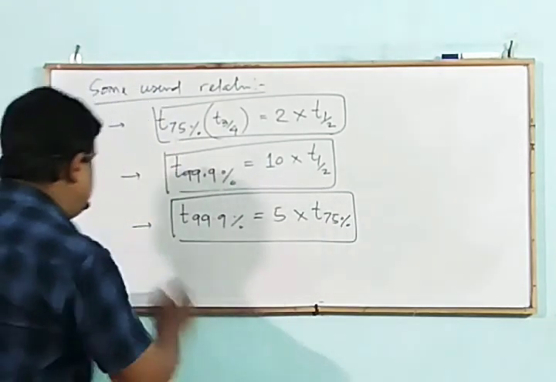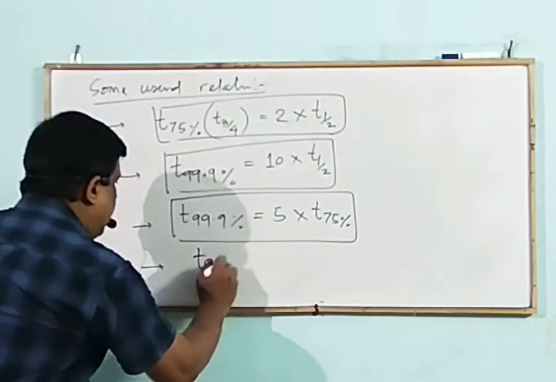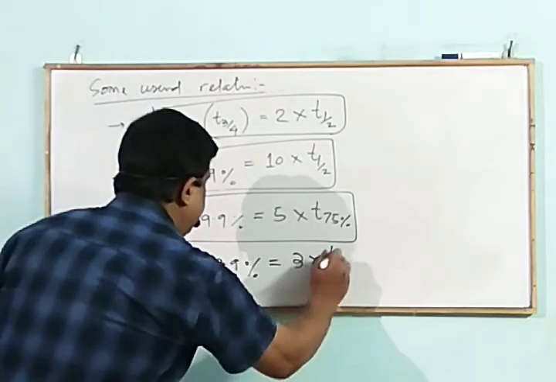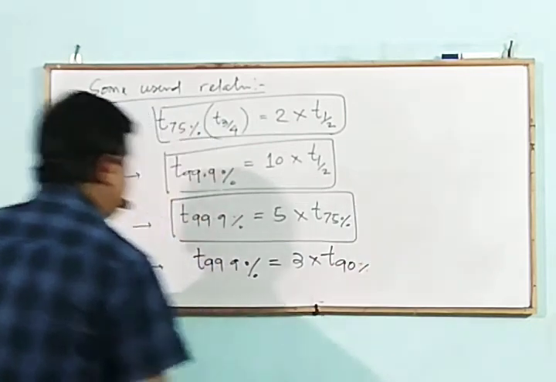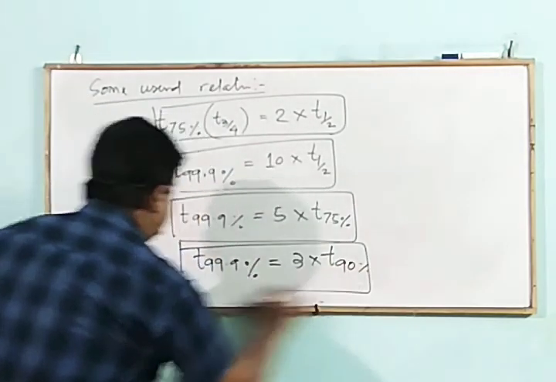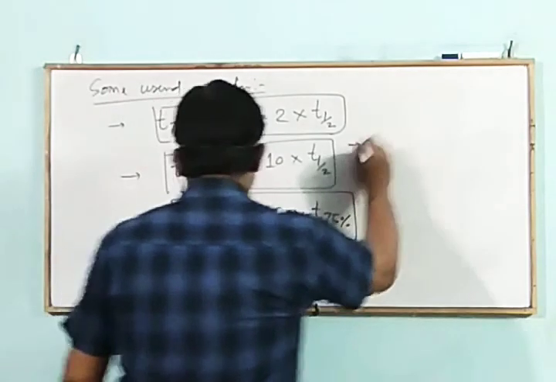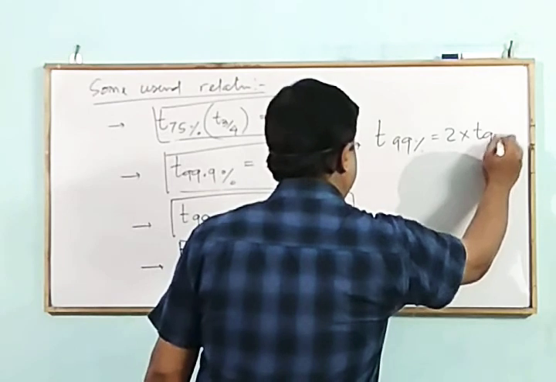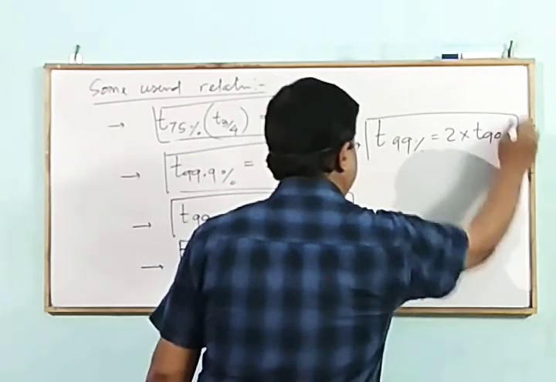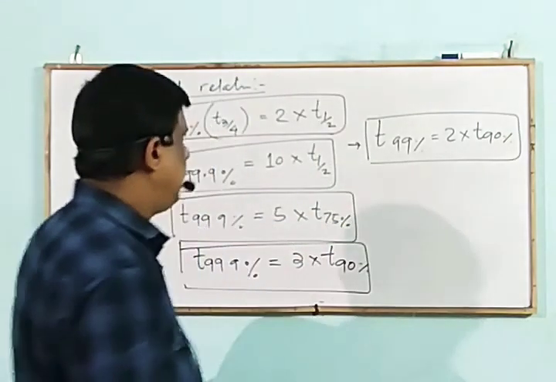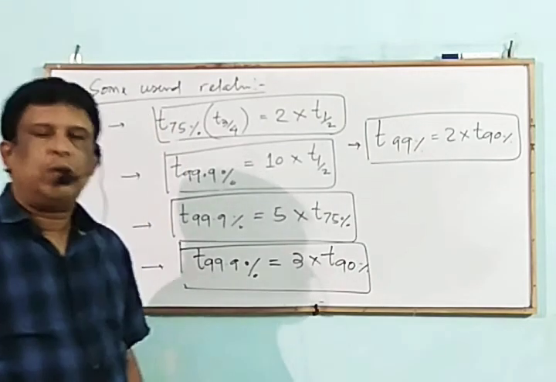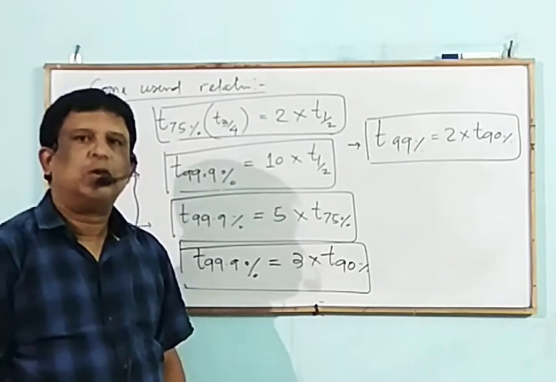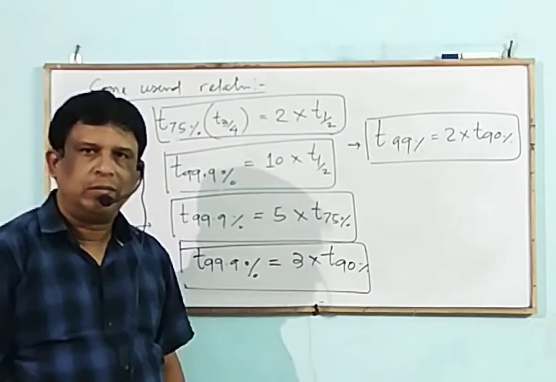Similarly, another relation also there, that is T 99.9% is equal to 3 into T 90. Another relation, that is T 99% is equal to 2 into T 90. Mark that. These are some relations and also problems. Each one is a 2 mark problem. Let us solve one or two, one by one.